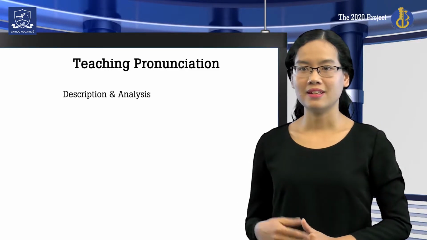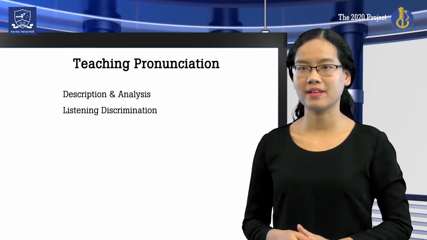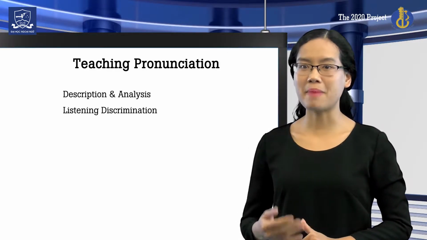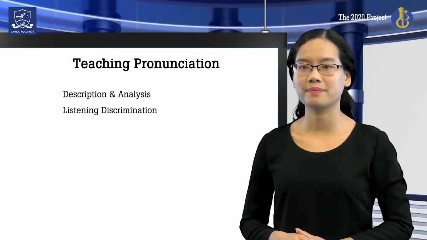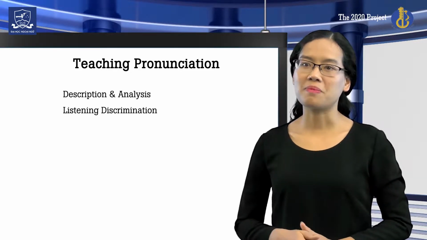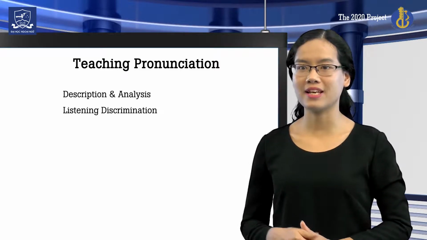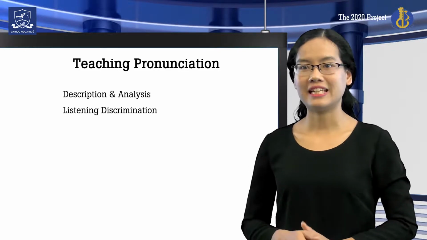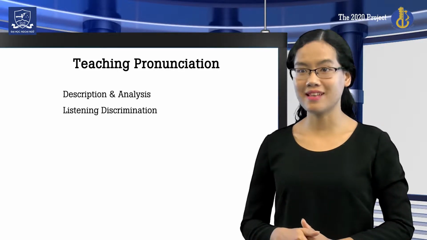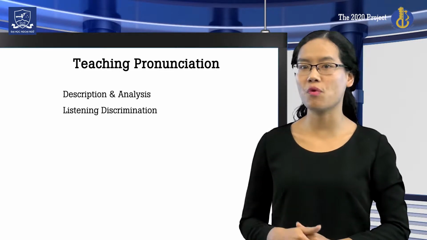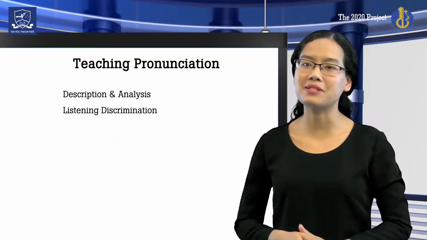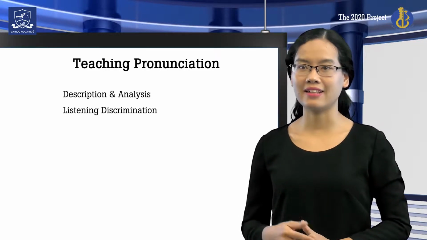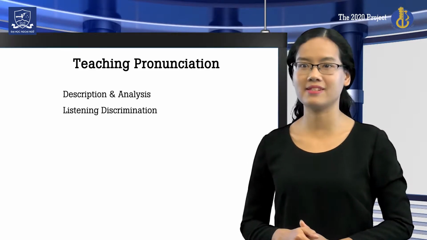Step 2. Listening discrimination. The focus is on learners' attention to a feature which they might not be recognizing yet. For example, teacher may distinguish how two sounds in the target language are different, like s and sh in English, or how a sound in the target language is different from its similar sound in students' mother tongue. For example, the t sound in English and the sound in Vietnamese.